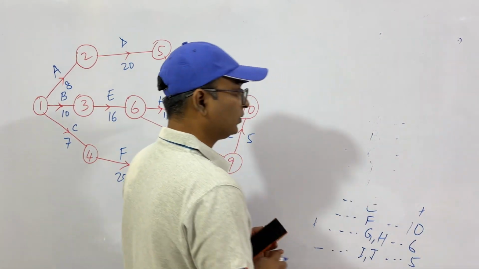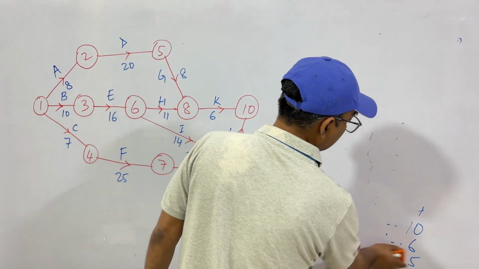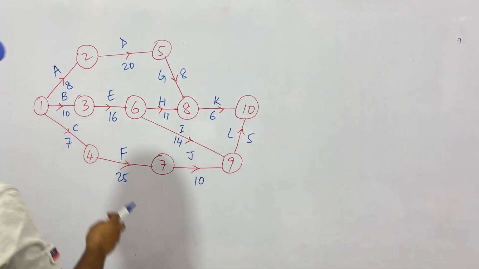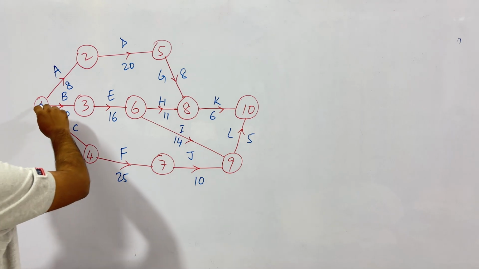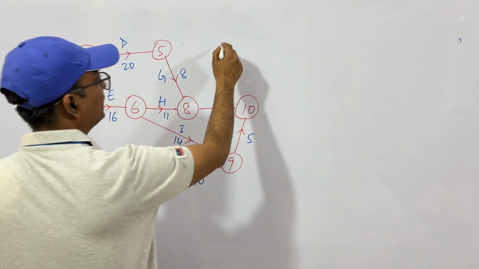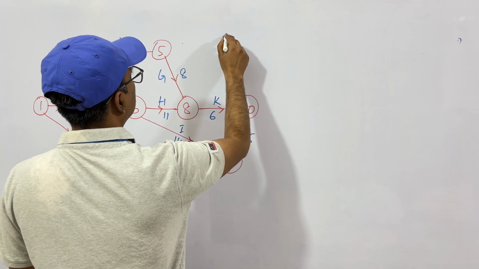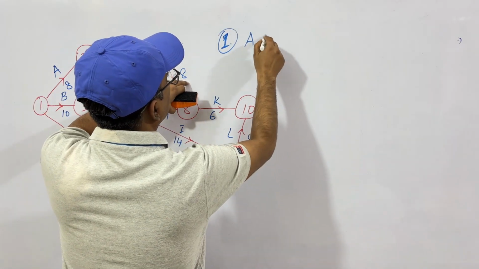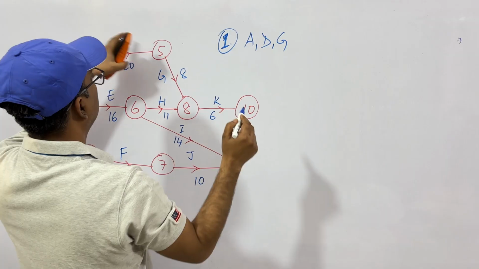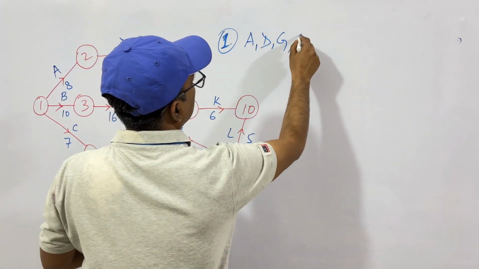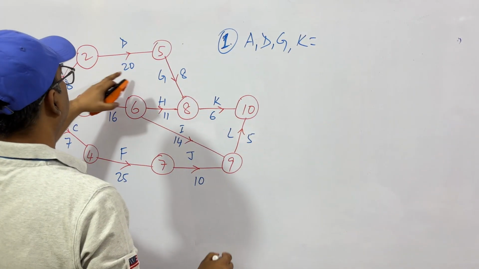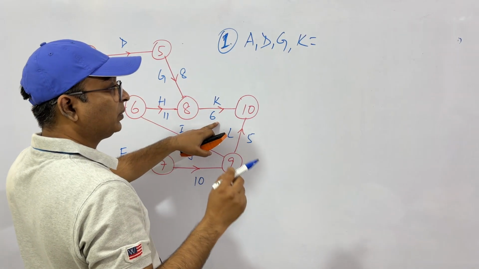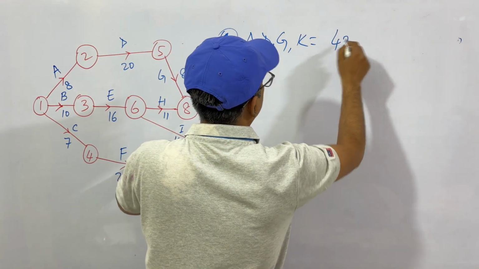Later on, we'll be using forward pass and backward pass to find out the critical path. But in the start, at a very simple stage, let's see what the different paths are. The first path is ADG, then K. It will require 8 plus 20, 28, plus 8, 36, plus 6, 42. So it will require 42 weeks.